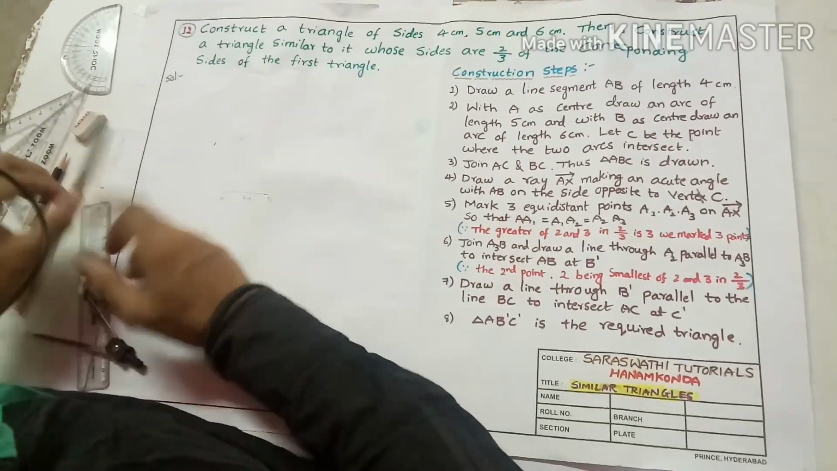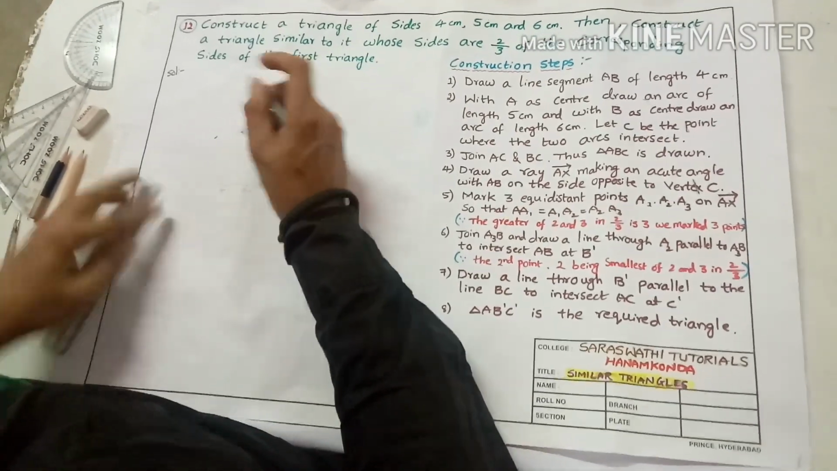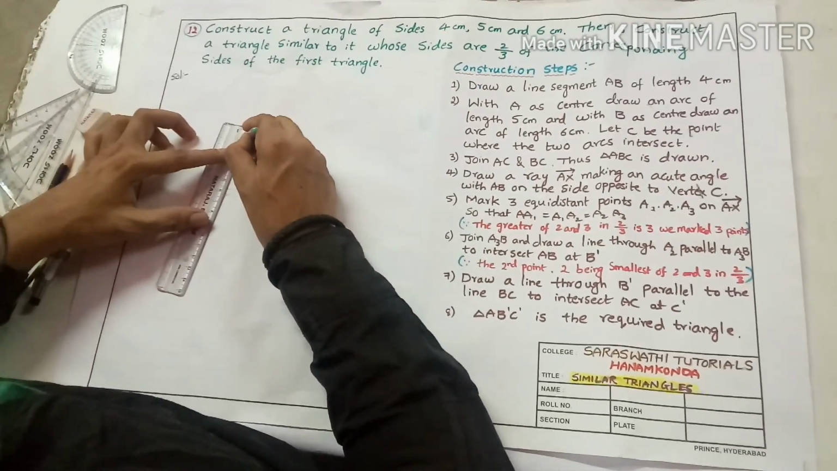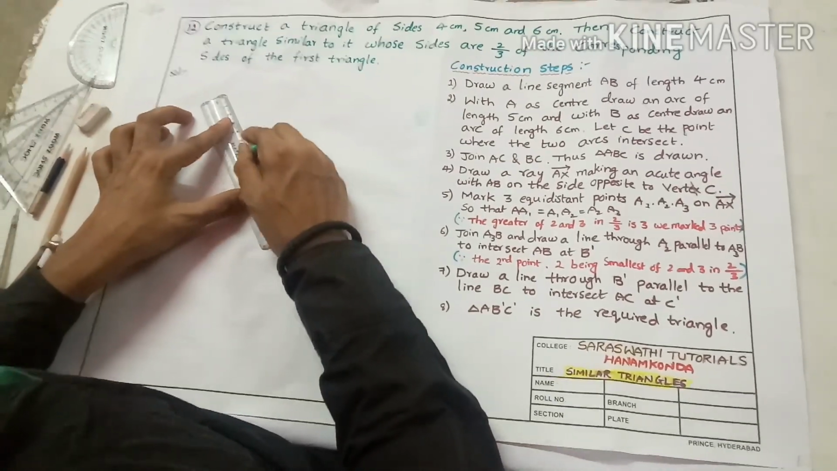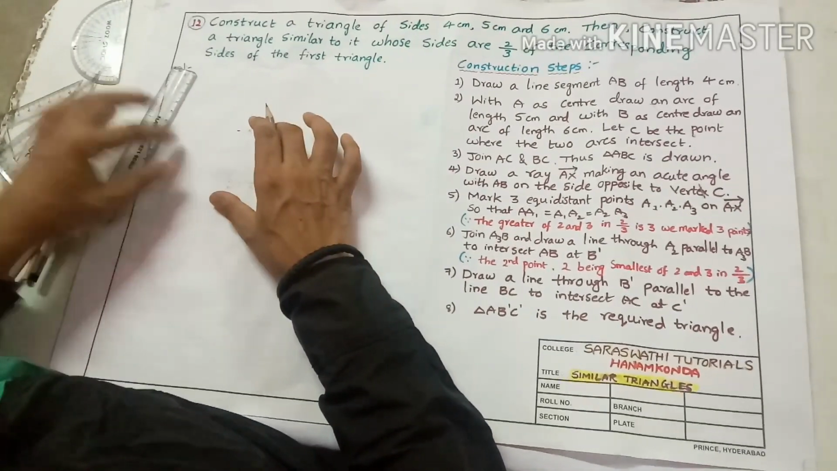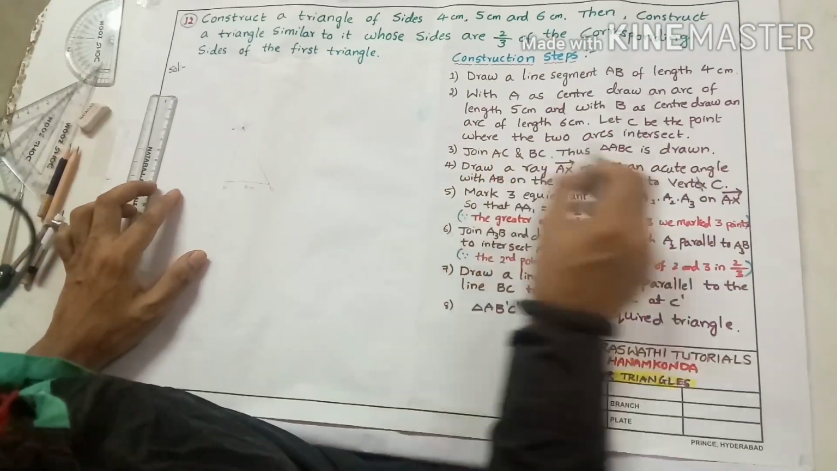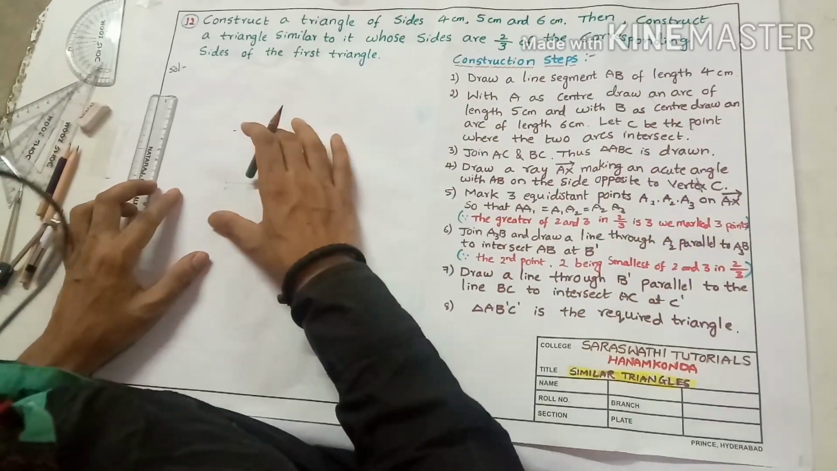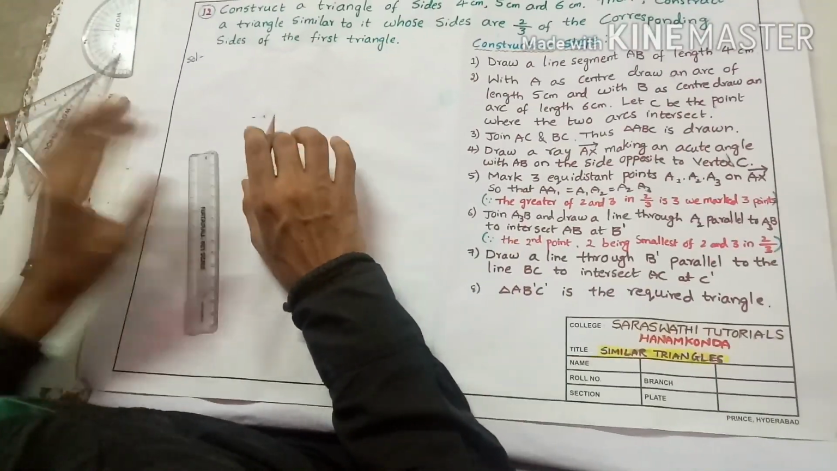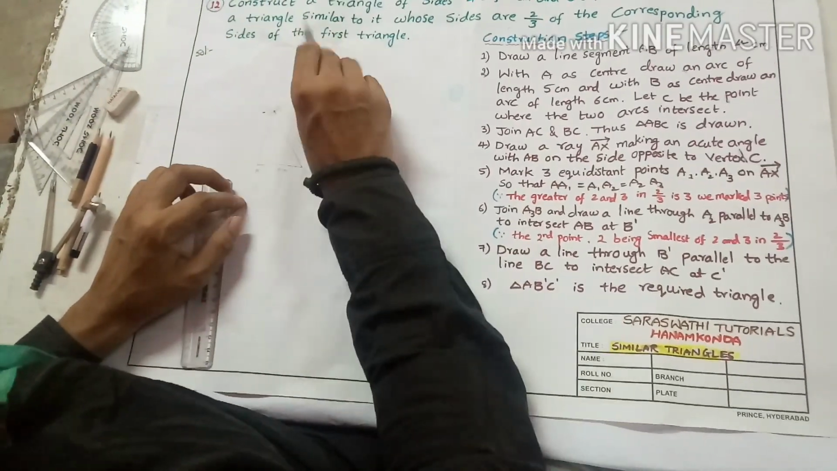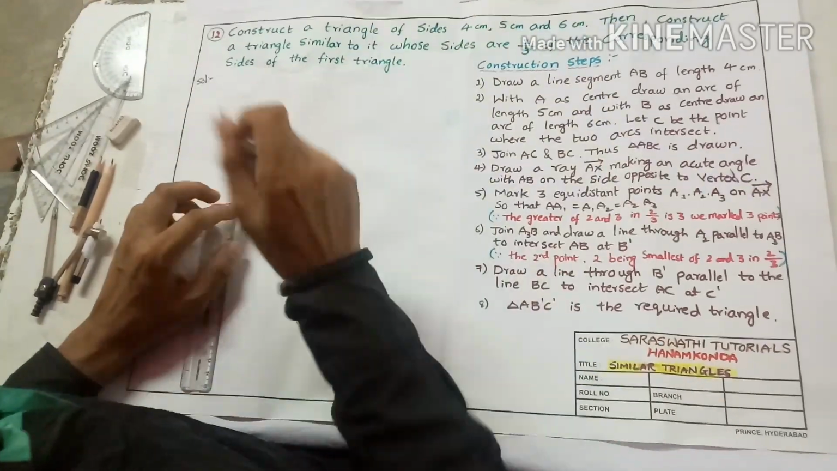Mark this point as C. Now join AC and BC. This is the given triangle, not the required triangle. The triangle ABC is drawn and this is the given triangle. Now we have to draw the required triangle, which is similar to the given triangle and has sides 2/3 of the corresponding sides of the given triangle.